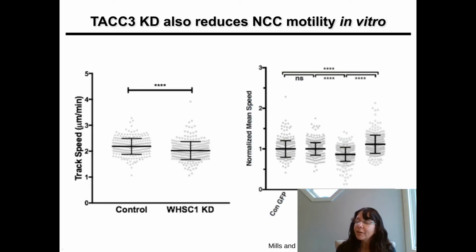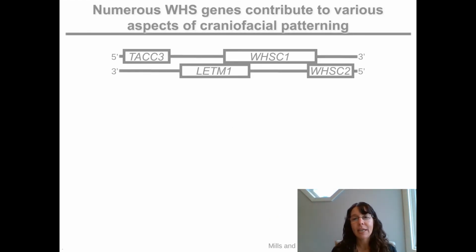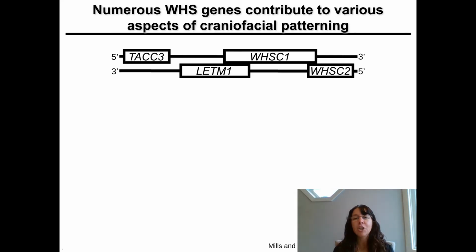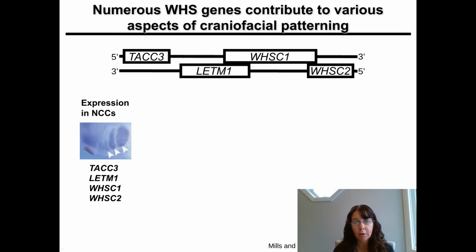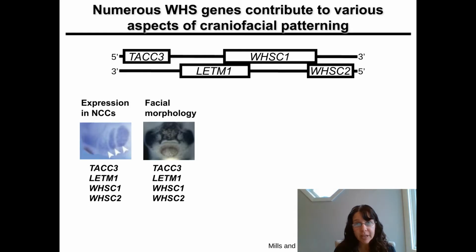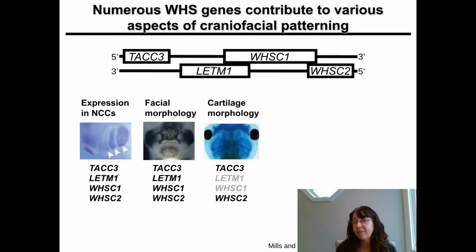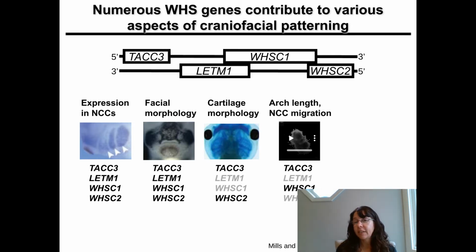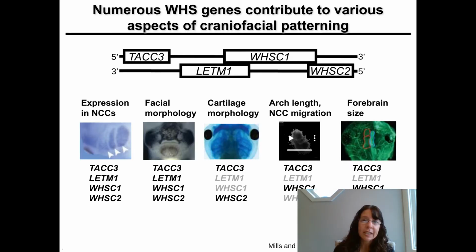We did a number of other assays, which I don't have time to talk about today, but what we found is that numerous genes in this region contribute to various aspects of craniofacial patterning. So all of them were expressed in the neural crest cells. When we knock all of them down, we see various defects in facial morphology. We see defects in cartilage morphology when we knock down 2 of them. We see defects in pharyngeal arch length and neural crest cell migration when we knock down 2 of them. And then we also see defects in forebrain size. So they contribute to different aspects of craniofacial patterning.